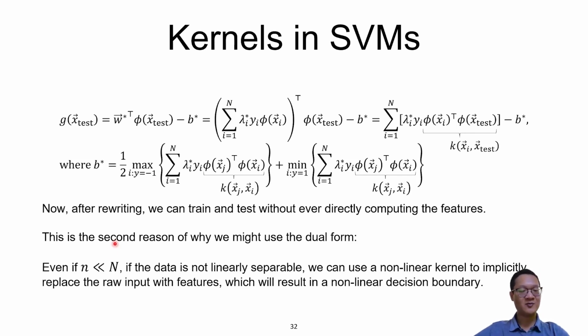Before, we said that when the data dimension is much less than the number of data points, and when the data is not linearly separable, then we can use a nonlinear kernel to implicitly replace the raw input with features. And when we do this, it's going to be much more convenient to use the dual. Originally we said that if little n is much less than big N, maybe primal would be more computationally efficient. But with the use of kernels, that argument is weakened for the primal case. So usually we end up using the dual problem for SVMs to give us a nonlinear decision boundary.